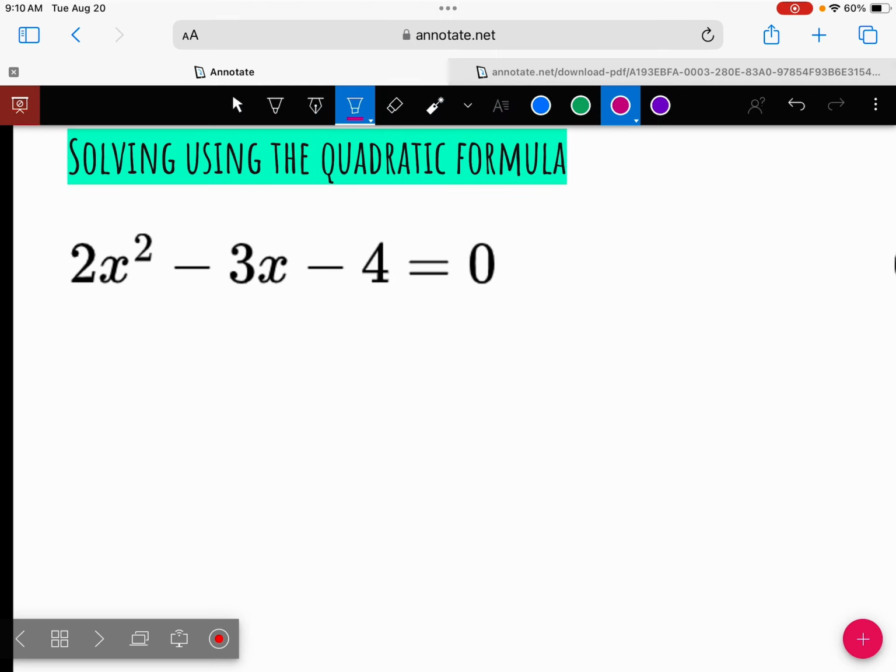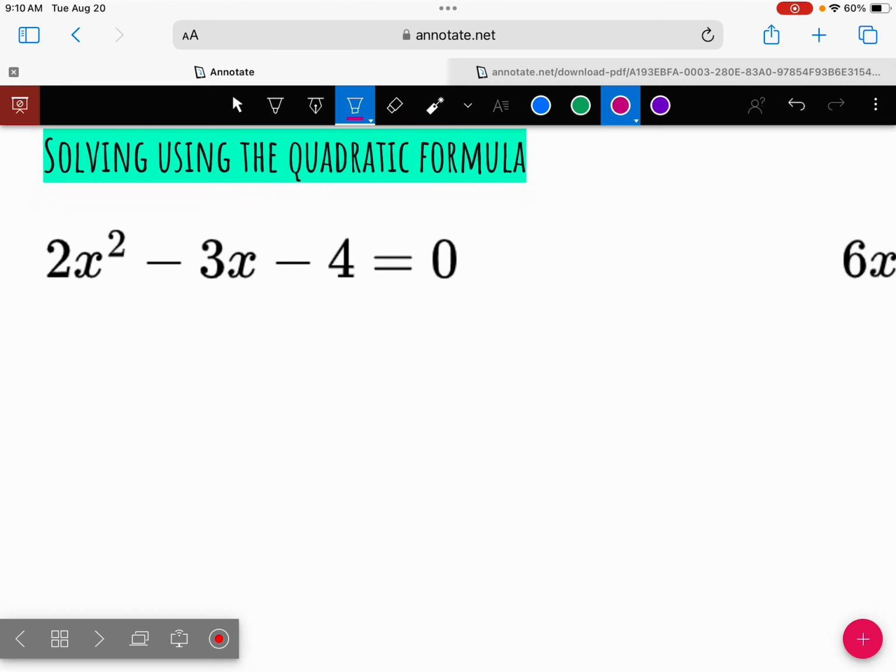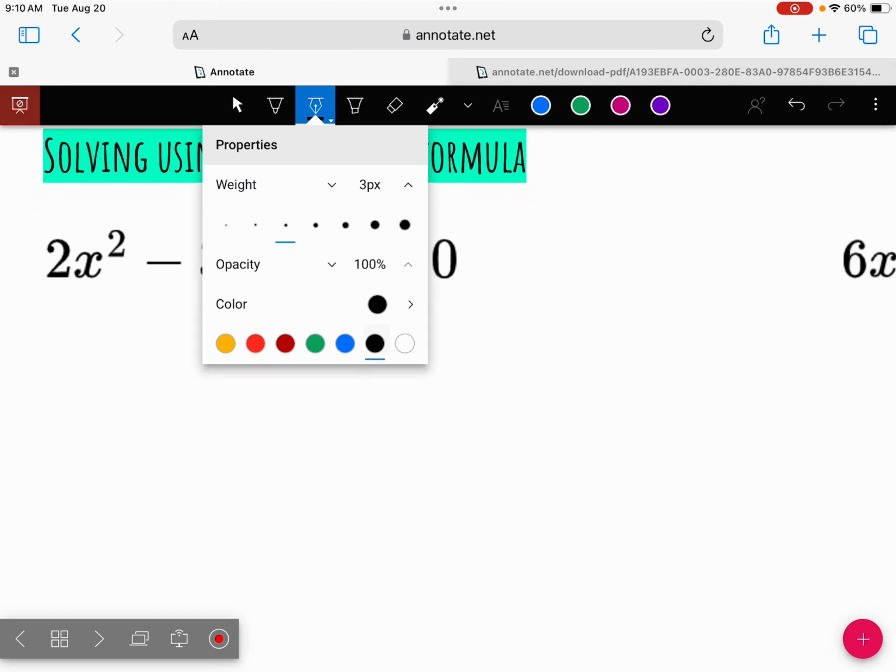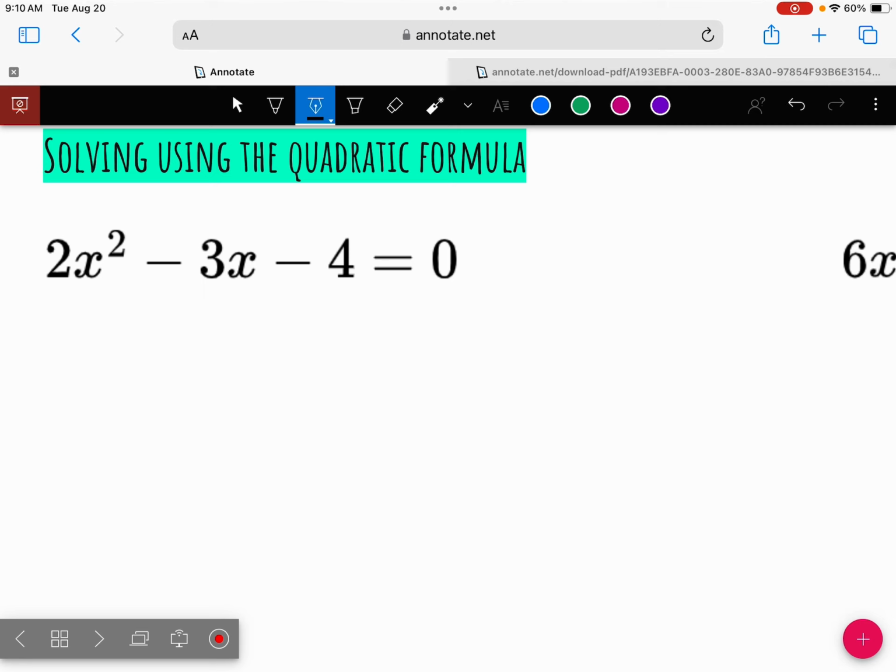Okay, so we're going to use our quadratic formula. If that is not something you know off the top of your head, we need to start working on that. There are many, many songs that can help you remember it, but you need to know it. X equals opposite of b plus or minus the square root of b squared minus 4ac divided by 2a.